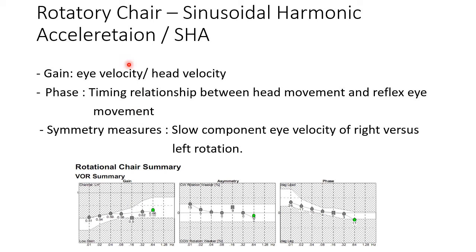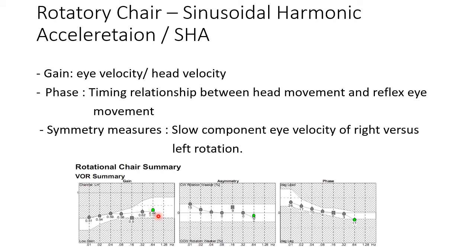So for the sinusoidal harmonic acceleration, or SHA, there are three vestibular ocular reflex parameters calculated. Gain, which is eye velocity divided by head velocity. Phase, the timing relationship between the head movement and the reflex eye movements. And symmetry, which measures the slow component eye velocity of right versus left rotations.